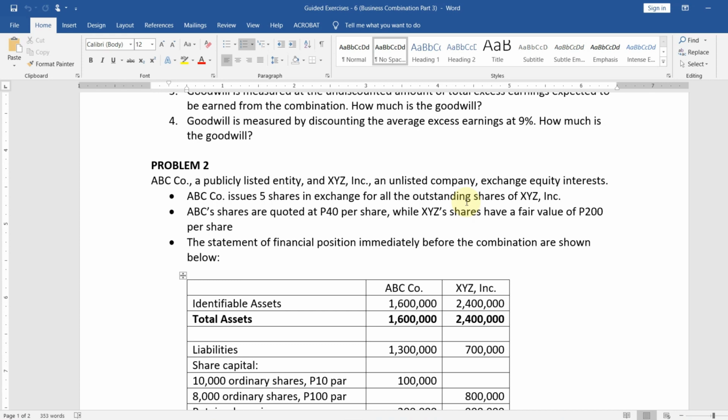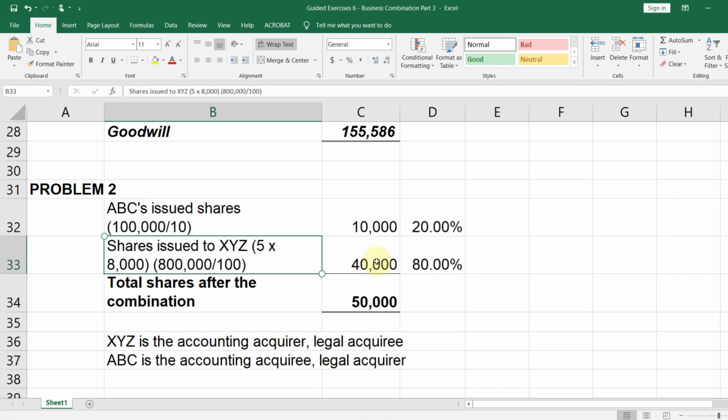The shares are quoted at 40 while XYZ's shares have a fair value of 200 per share. For every outstanding share ni XYZ, mag-i-issue siya ng 5. So we have to look for the outstanding shares of XYZ. You get the share capital sa balance sheet na 800,000, divided by 100, the par value, you'll get 8,000. Then you multiply 8,000, which is the outstanding, times 5, you'll get 40,000. So yan yung na-issue shares kay XYZ. Now you just add, so total shares after the combination, you have 50,000.